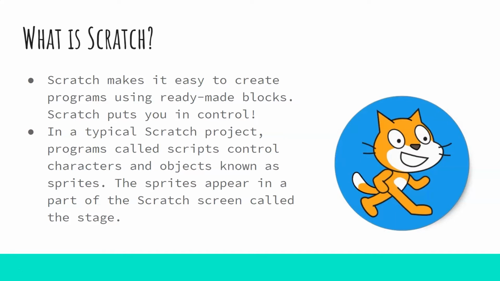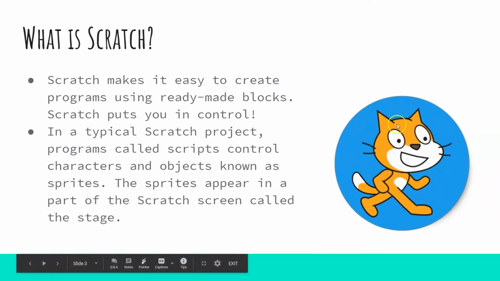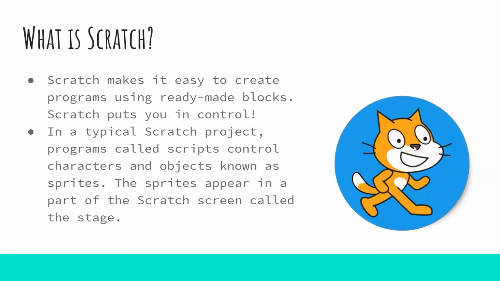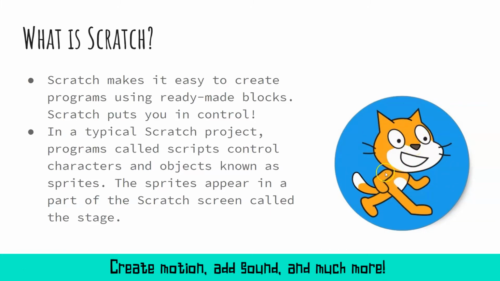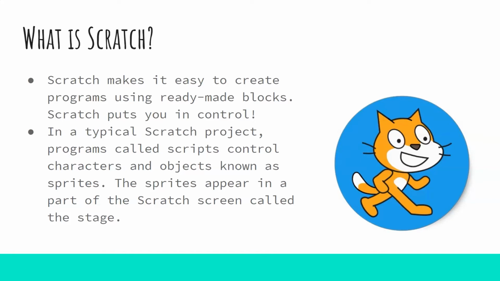In the usual Scratch project, you have scripts that control little characters that move around. Those characters are called sprites. And over here you can see an example of the most famous of the Scratch sprites, and that's our little Scratch cat. Anyway, you can use code to move these characters around, to add sound, to change the backgrounds, and do all kinds of other things. And I'm going to give you a little introduction to how that all works in a bit.